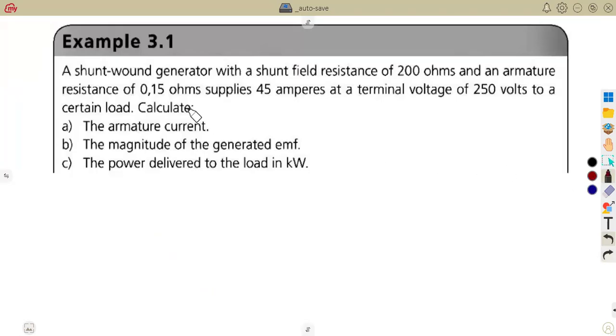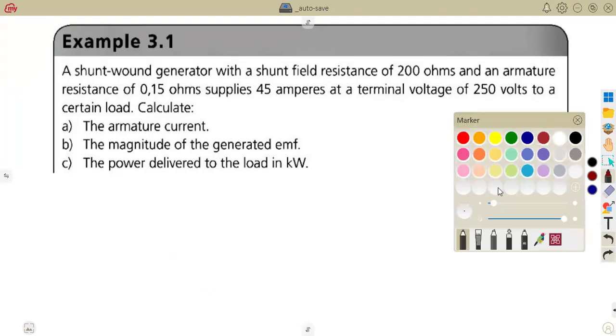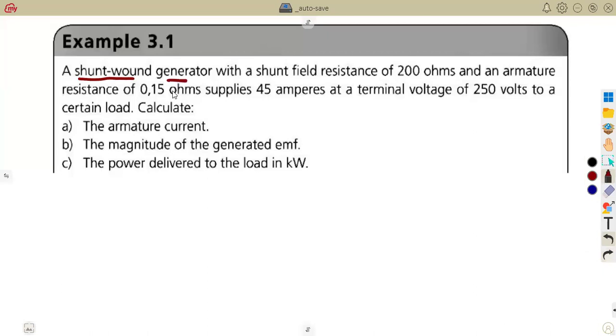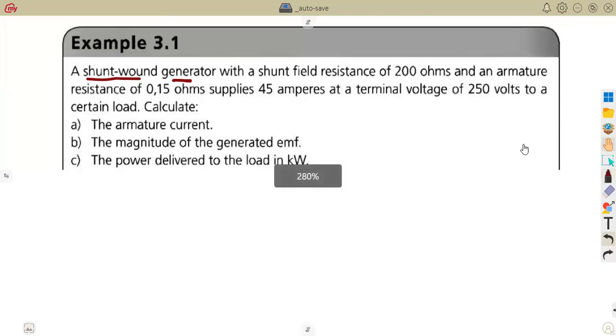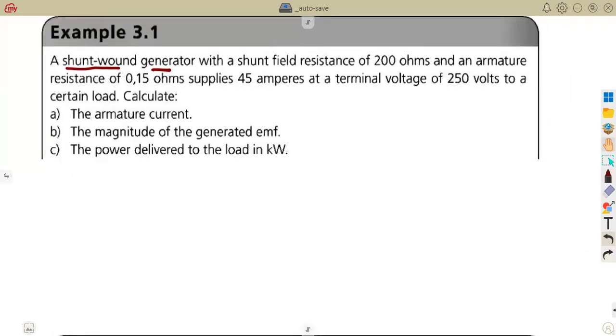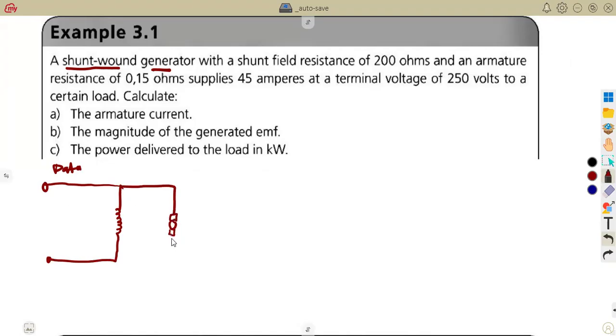On this example that we are having, we are told that it's a shunt wound generator with an armature field resistance of. So this is a shunt wound. All right, so let's consider, according to our information, they are saying it's a shunt wound. So as we saw, we are going to have our shunt field. All right, then we are going to have our armature. So this is the part of the armature circuit that we have.